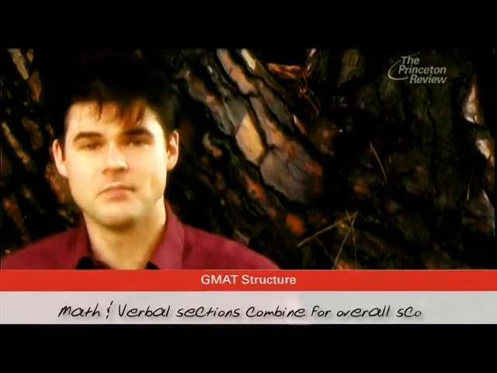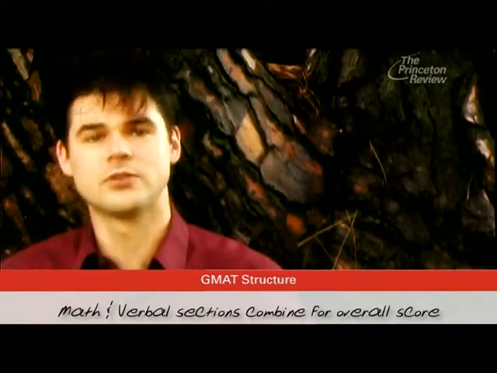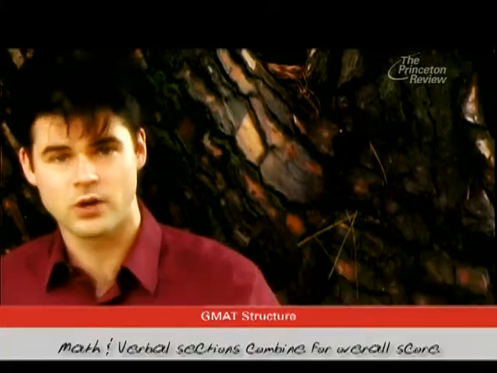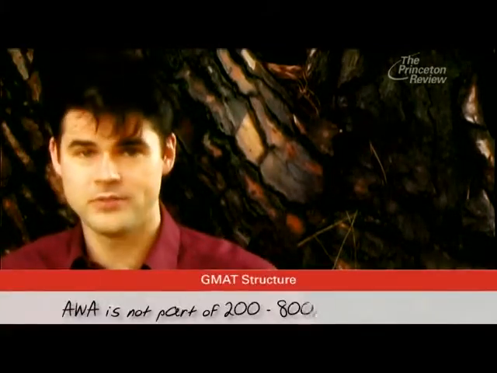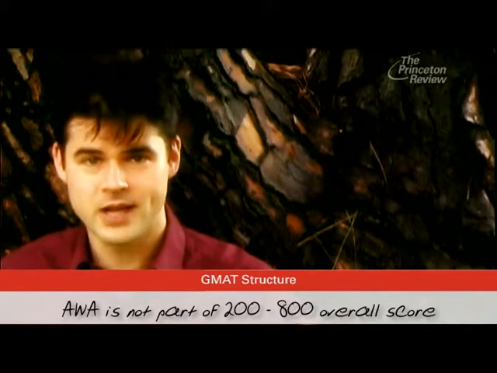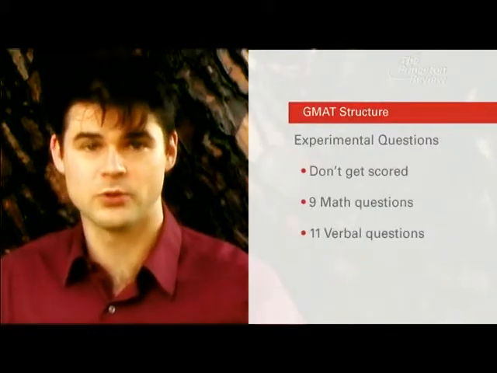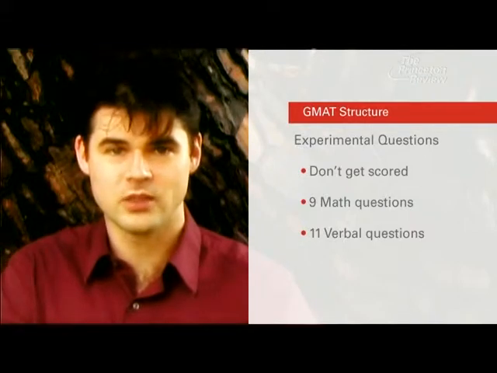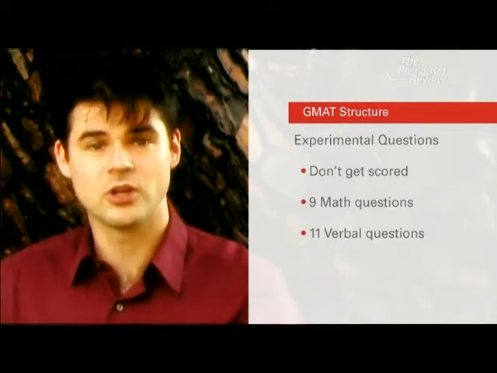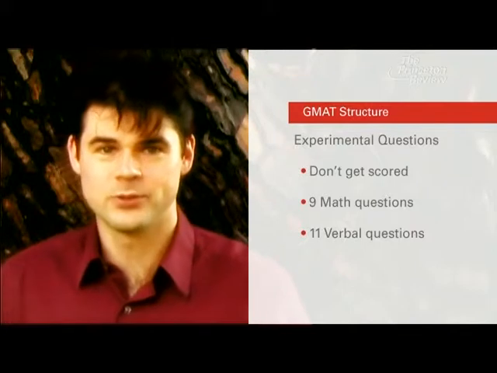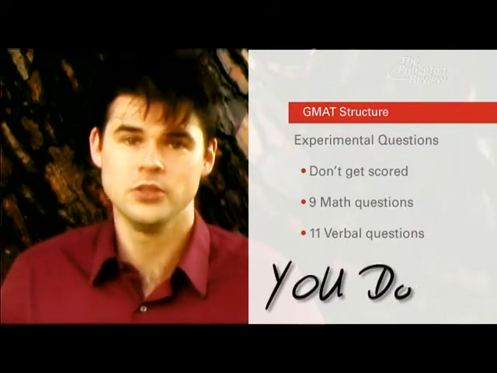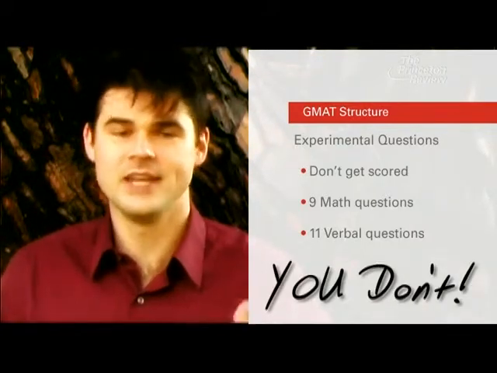These last 2 sections, the quantitative and verbal, are then combined and converted into your 200 to 800 overall score. Note, the AWA is not part of your 200 to 800 score. It's a separate item. The last thing to consider about the structure of the test is that there are experimental questions which do not count towards your score. There are 9 experimental questions on the math section, 11 experimental questions on the verbal section. So since they don't count towards your score, how do you know which ones they are? You don't. They could be any section, any question. So that's the structure of the test.